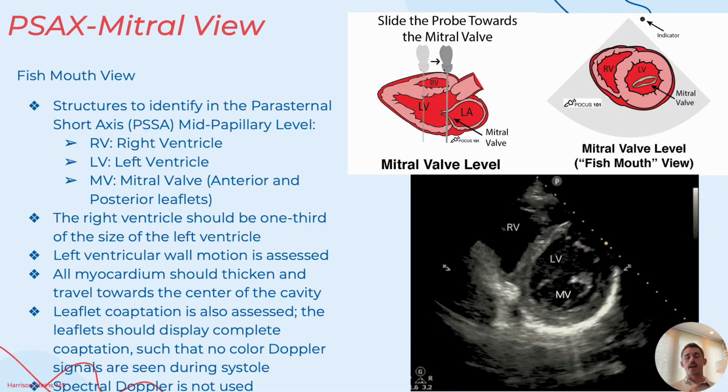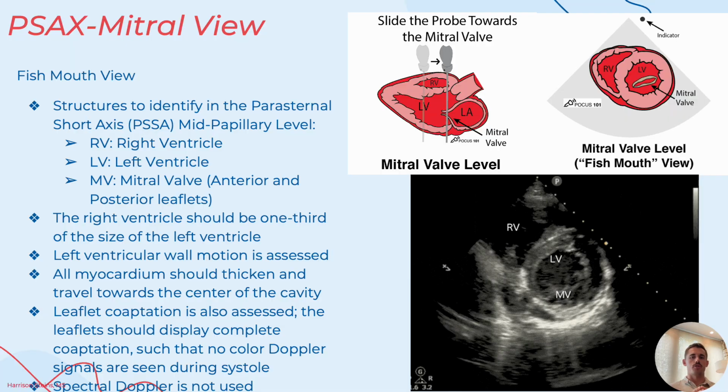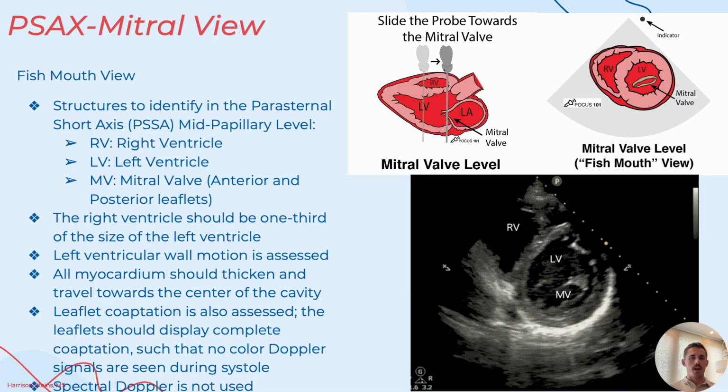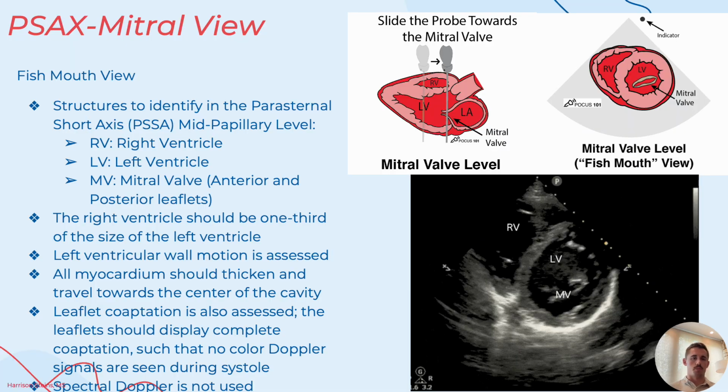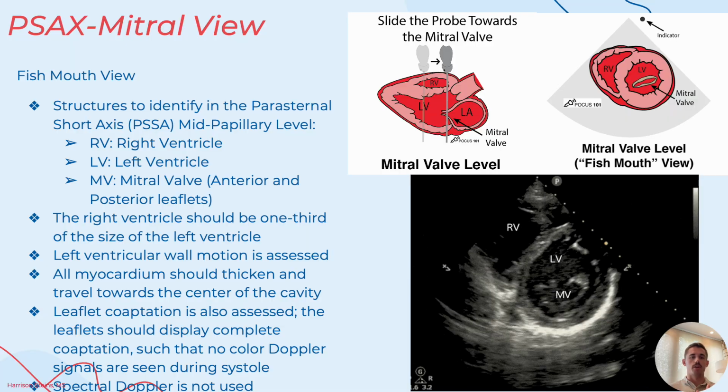So again, you're assessing left ventricular wall motion. Everything should thicken on systole and everything should thin on diastole. And then you also assess leaflet coaptation. So the mitral valve leaflet should be coming fully together and then moving fully apart.